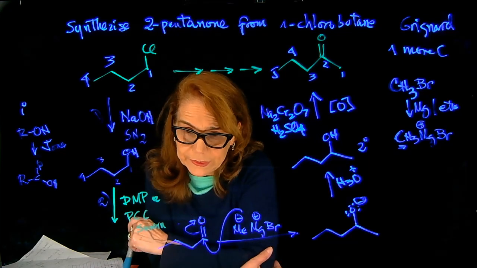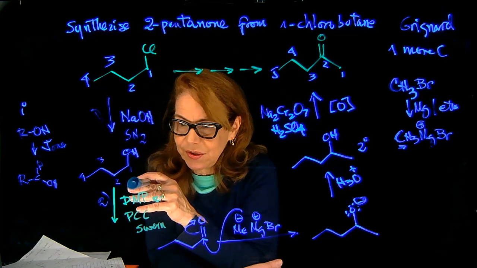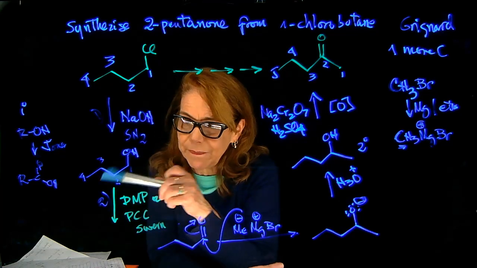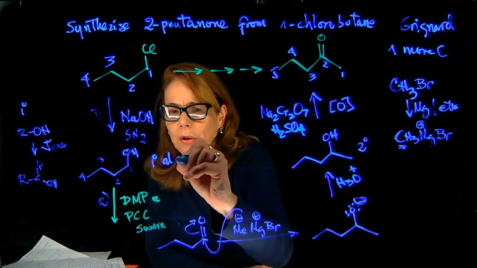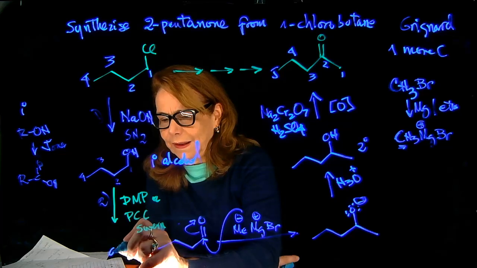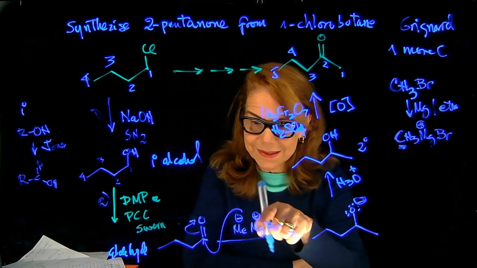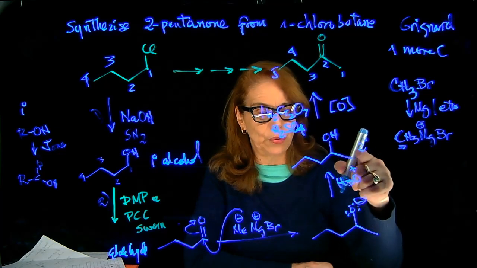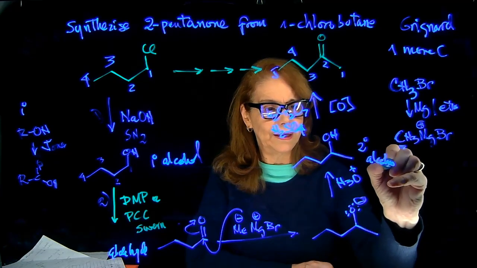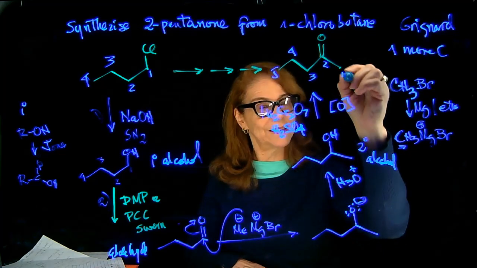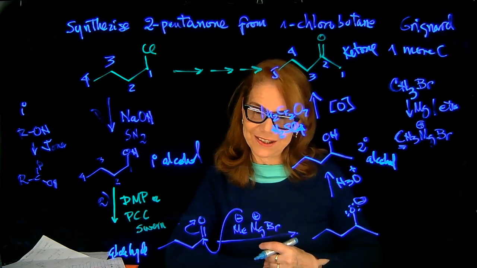The primary alcohol must be oxidized with a mild oxidizing agent such as DMP or PCC or Swern. That'll give you the aldehyde. So let's do here primary alcohol. This is an aldehyde. And that aldehyde is attacked by methyl magnesium bromide to give you an alkoxide, then protonated to a secondary alcohol. And secondary alcohols by oxidation always give a ketone. And here you can use any of those oxidizing agents to accomplish that.